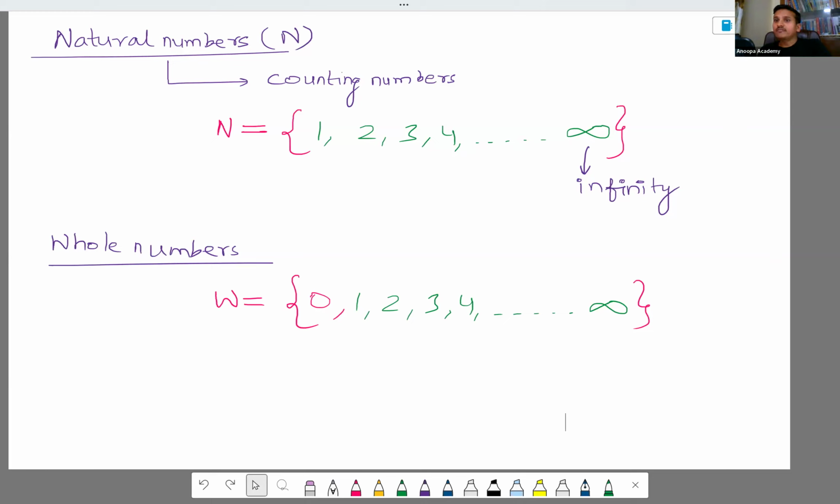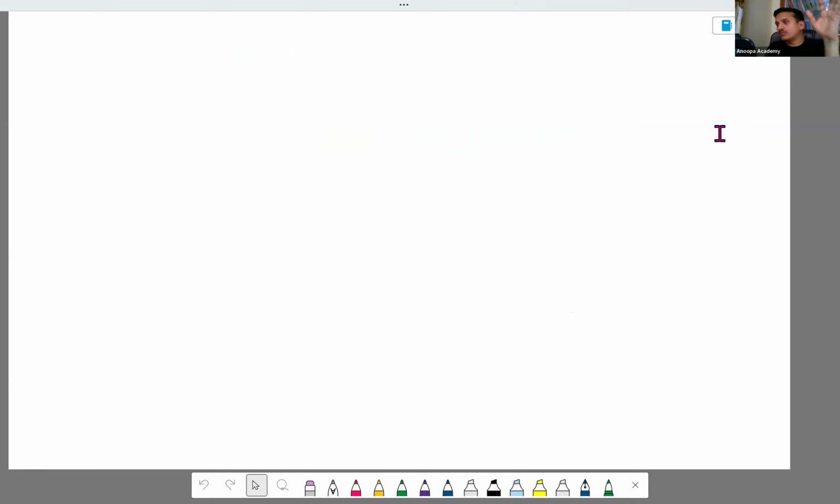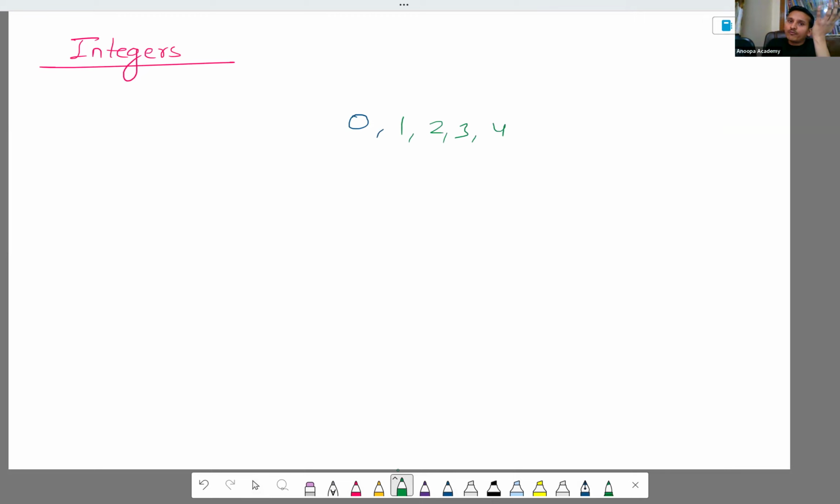Next we have integers. We have learned what natural numbers are and what whole numbers are. Integers are the collection of numbers which includes 0, positive numbers like 1, 2, 3, 4, 5, 6, 7, 8, up to infinity, and negative numbers as well.